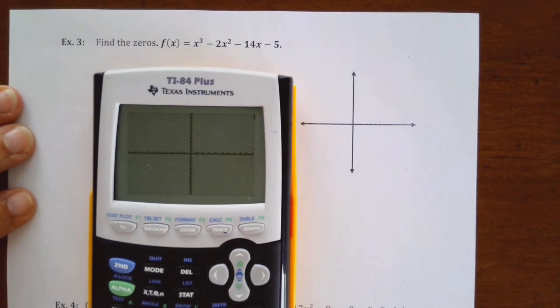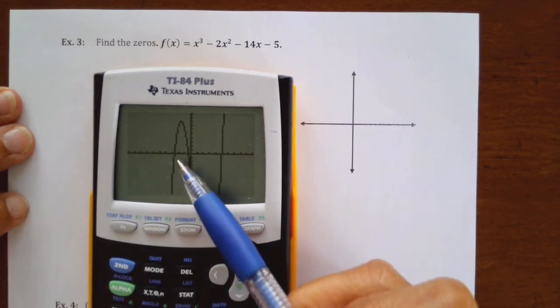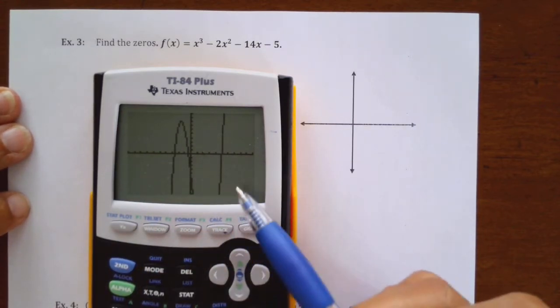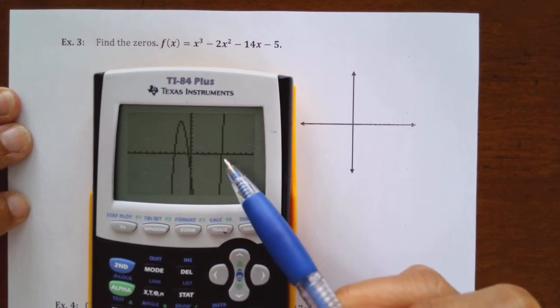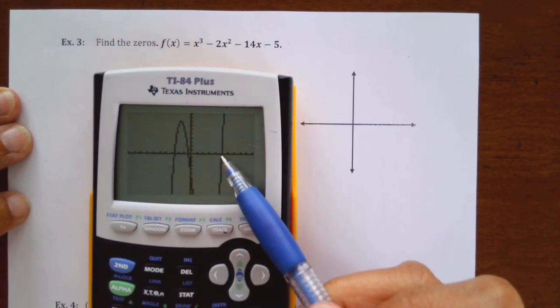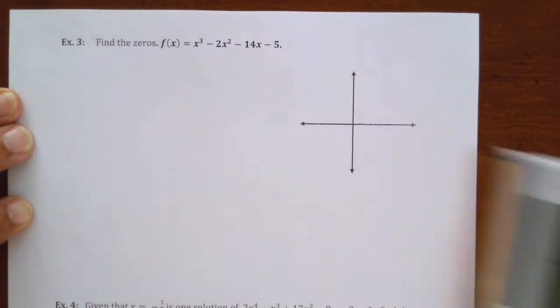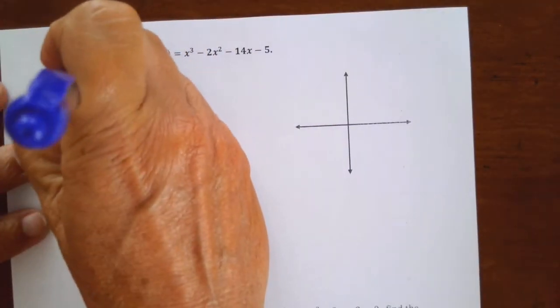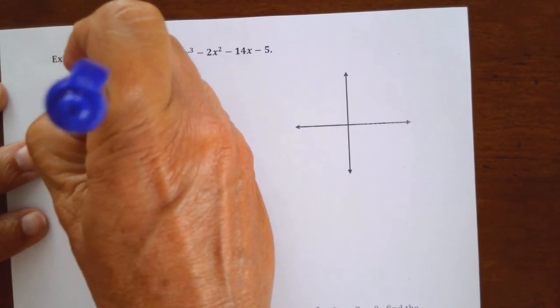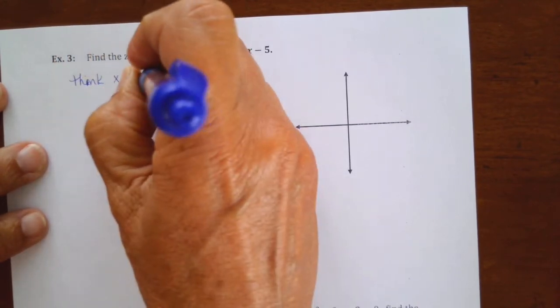I'm going to go back to the regular 10 by 10 window. Okay, so neither of these look like whole numbers. I always want to start with a whole number because that's easier. So I'm going to try 1, 2, 3, 5. I'm going to start with 5. I think that's a zero. These are going to be fractions, so I don't want to start with fractions. So I think that x equals 5 is a zero.